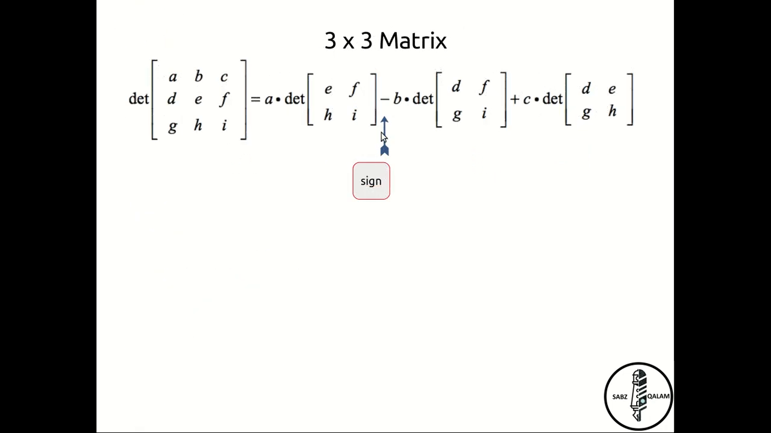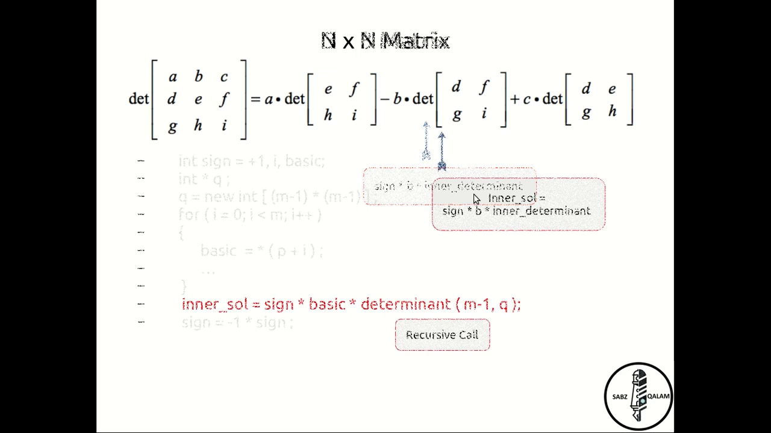So now we have the sign, we have these basic elements A, B, C, and D, and now comes our inner determinant. And together these 3 things multiply together, we get sign times B times the inner determinant. So now we have to figure out a way how to find this inner determinant, and that's really the non-trivial part. And you can program this.